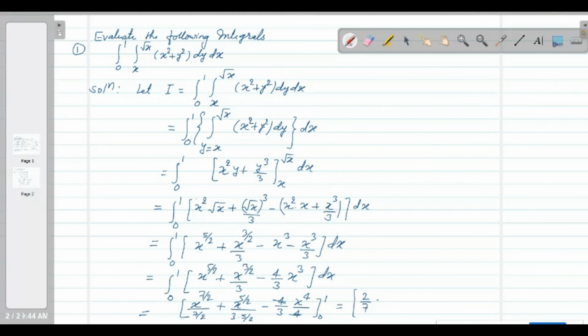So I am writing plus 2 by 15. Okay, and this cancels, so minus 1 by 3. Then the lower limit will be 0. Just simplify this. What is the LCM of this?